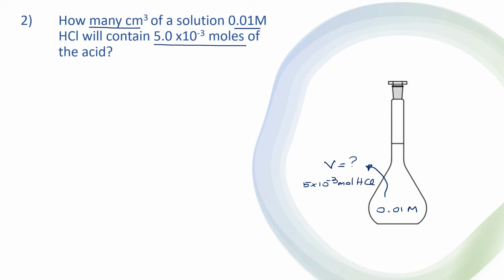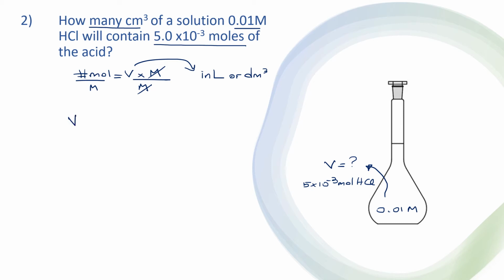So we know that the number of moles is equal to volume times the molarity, and dividing both sides by molarity, we can calculate the volume. Be careful, because this is going to be in liters or decimeters cubed. After that, we need to calculate the volume in centimeters cubed.